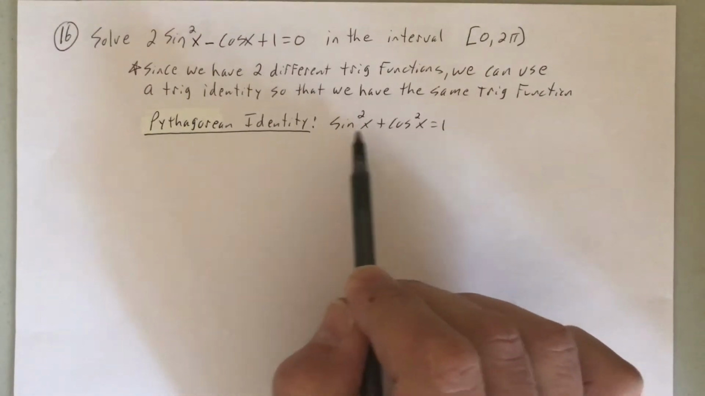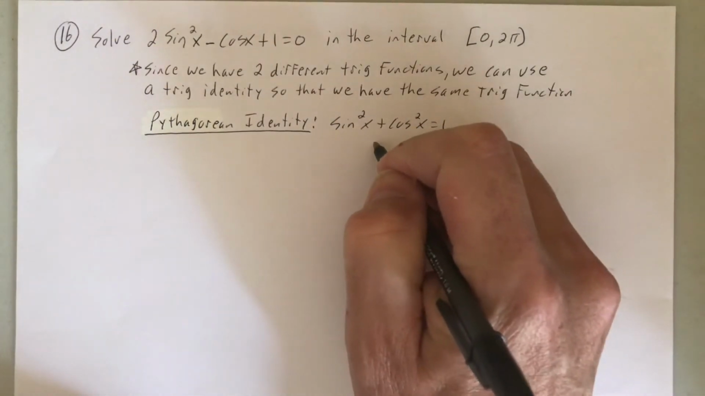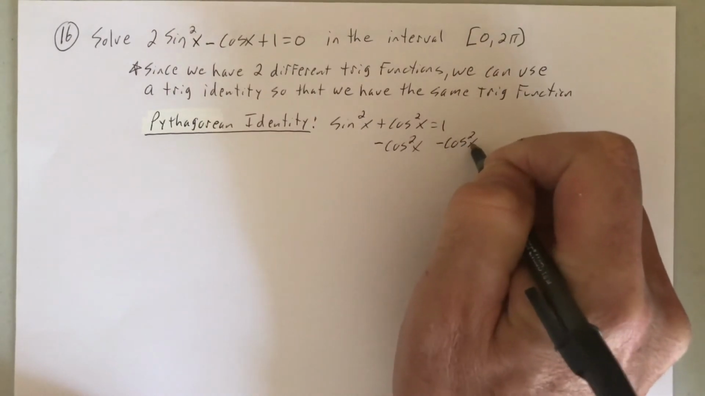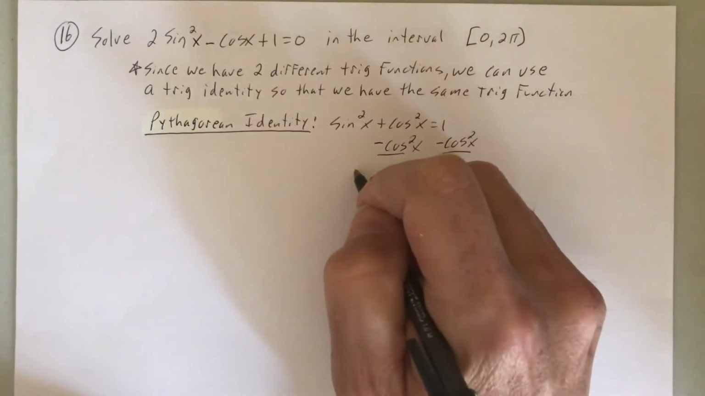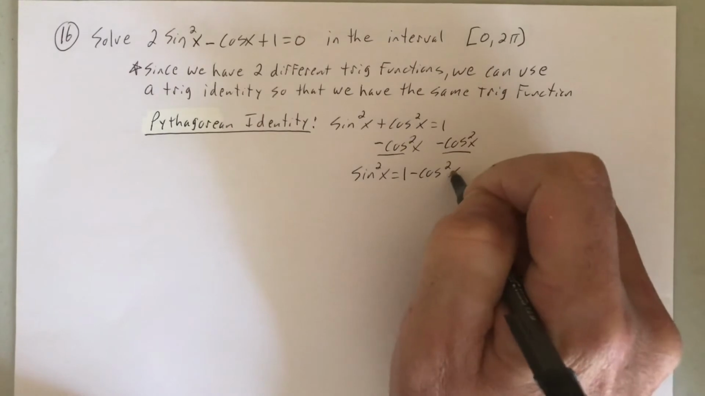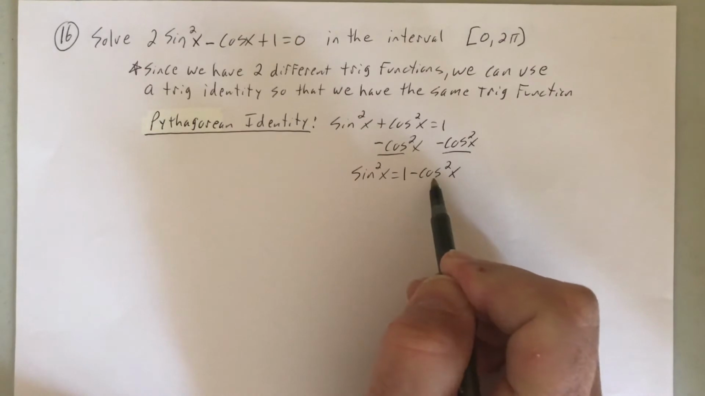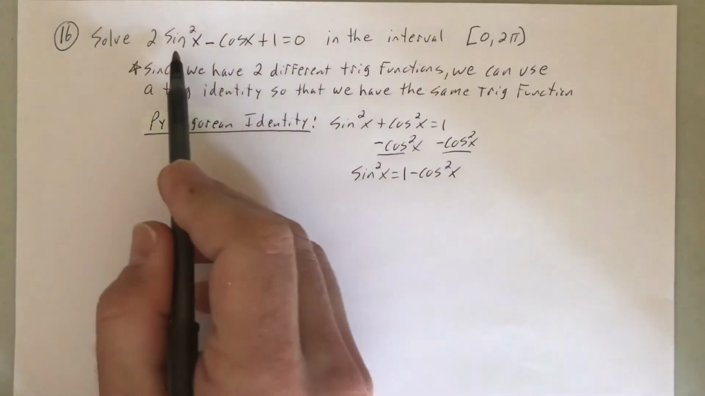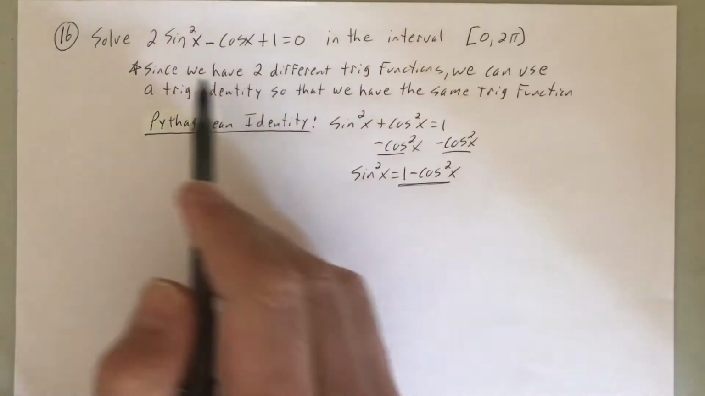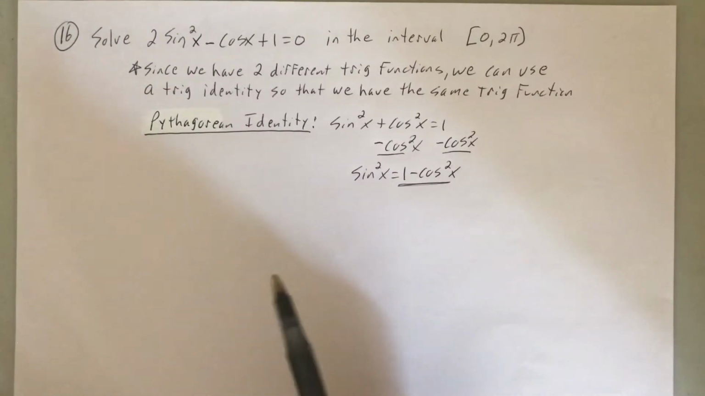Well, if I take this here and isolate the sine squared x, I can do that by subtracting cosine squared x from both sides. And if I do that, I get sine squared x is equal to 1 minus cosine squared x. Well, that means that sine squared x is equal to this, which has a cosine in it. So if I replace sine squared x with 1 minus cosine squared x, now this entire equation has just cosine in it. So let me go ahead and do that.